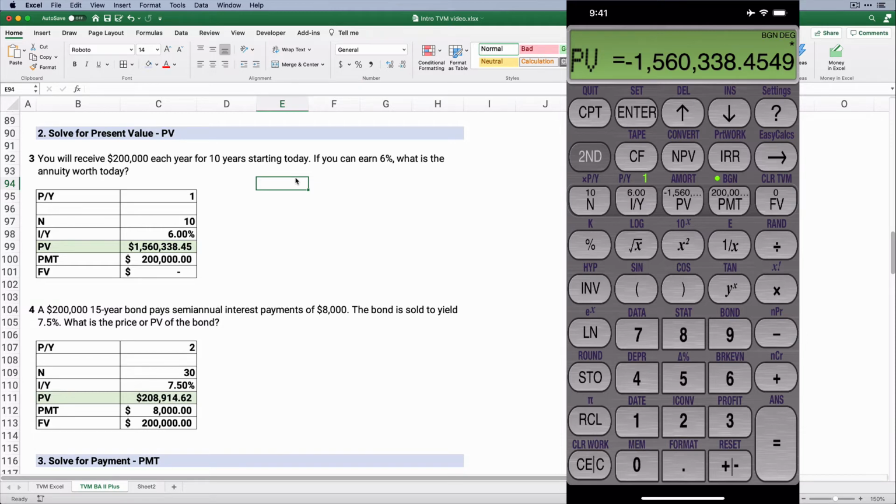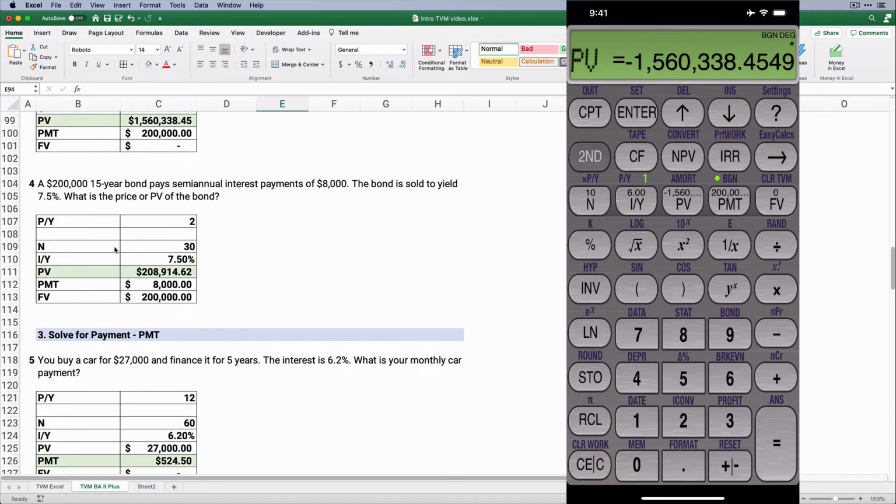All right, number 4. We're going to have a bond, a $200,000 15-year bond that pays semi-annual interest of $8,000. The bond is sold to yield 7.5%. So what is the price, or what is the present value of the bond? All right, so we need to take it off beginning mode. So second function beginning and second function set. So now it's ending mode. We have 2 periods per year. So I'm going to do second function periods per year, 2, enter.